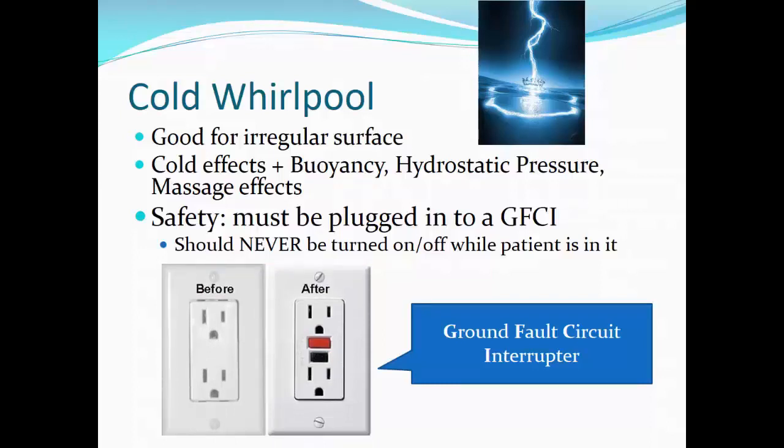If the GFCI trips, disconnect the patient from the unit. Turn the power off to the unit. Check all connections. Depress the reset button on the GFCI and restart the equipment without the patient being in contact with the unit. Ensure that the ground fault trip does not occur again. If the GFCI trips again, disconnect the unit, label the unit and outlet as out of order, and call for service.